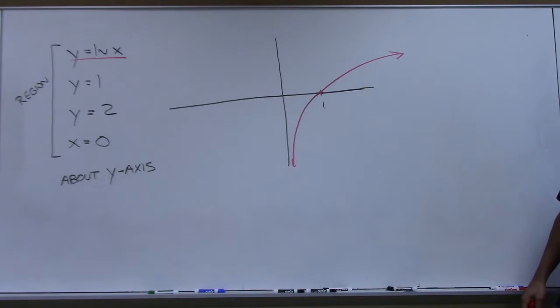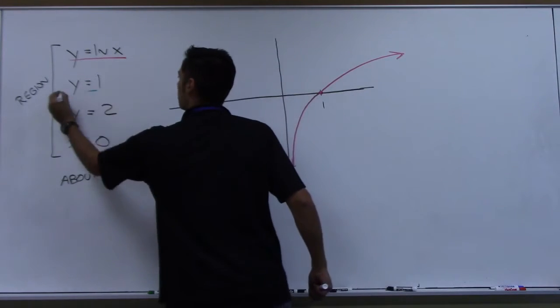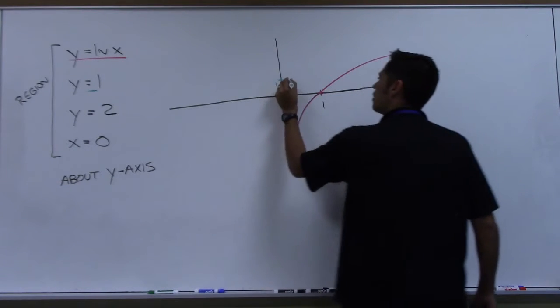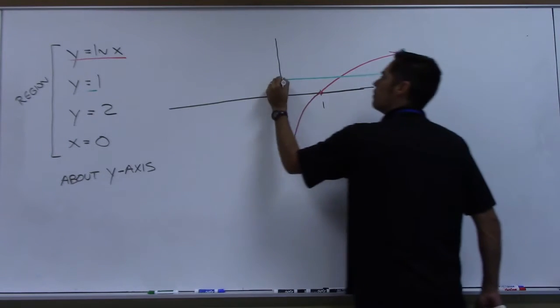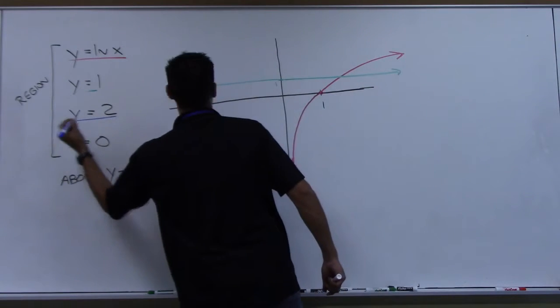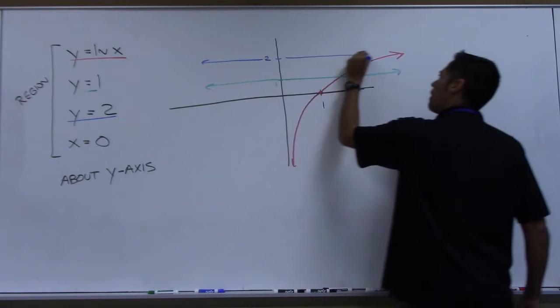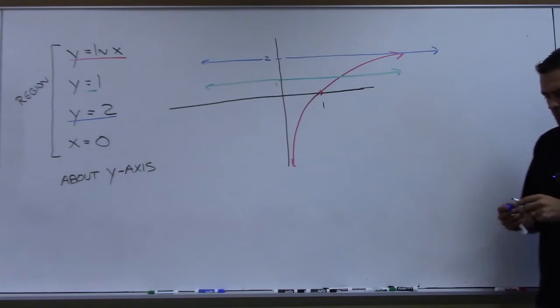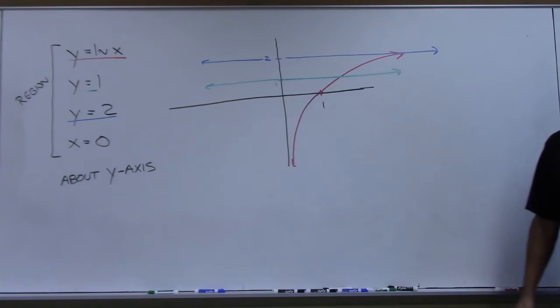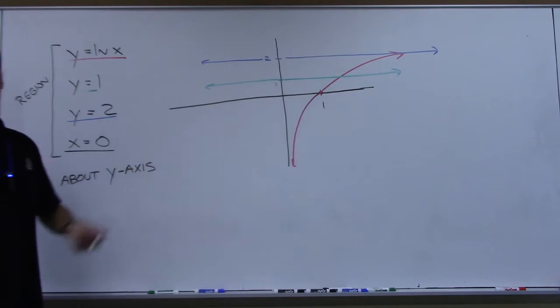What else do you want to graph here? Y equals 1, where's y equals 1? It's a horizontal line. Y equals 1 is a horizontal line, and it looks like this. Y equals 2 is another horizontal line above that one, right? And x equals 0 is the y-axis, right?